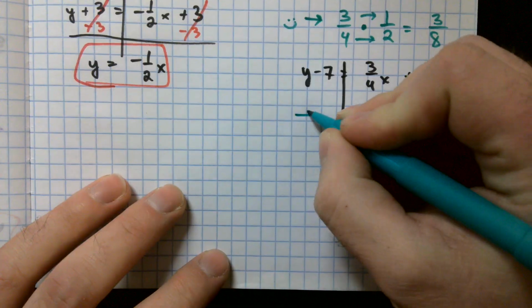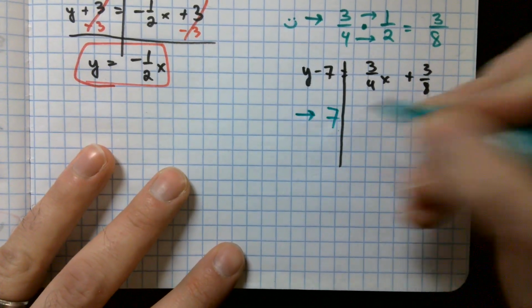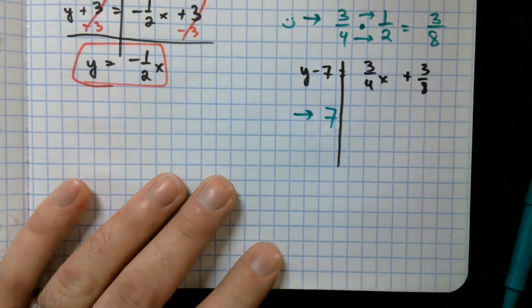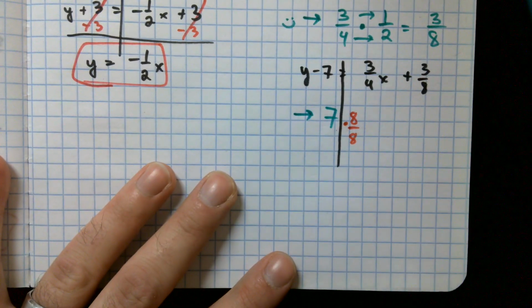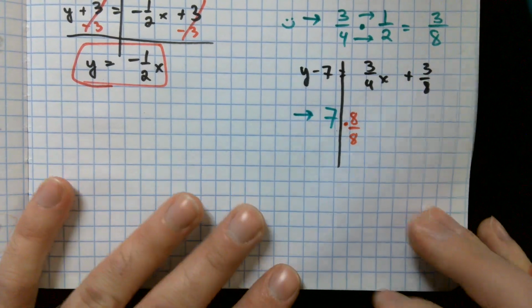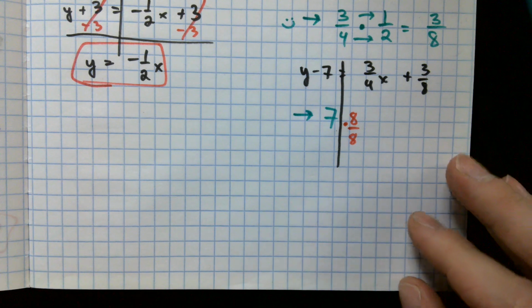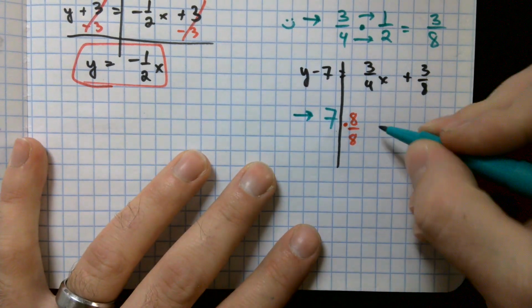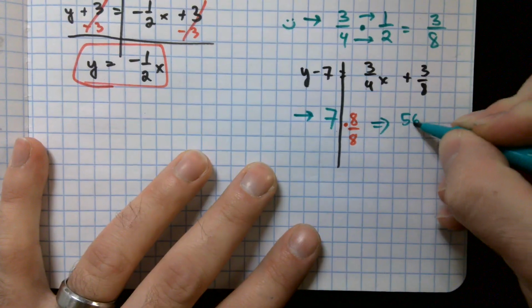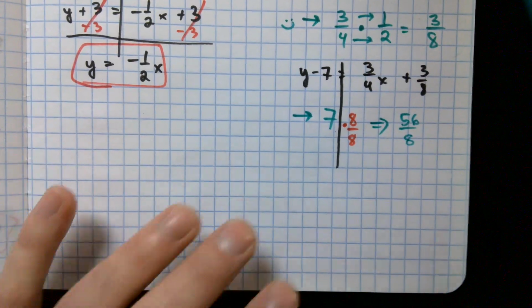No. Let's do another sidebar. How can I turn 7 into a fraction over 8? Oscar? So 8 over 8 is 1 of 7. 8 over 8 is 1. If I multiply something by 1, it doesn't change what it is, it just changes how I see it, right? This turns into then 56 over 8.